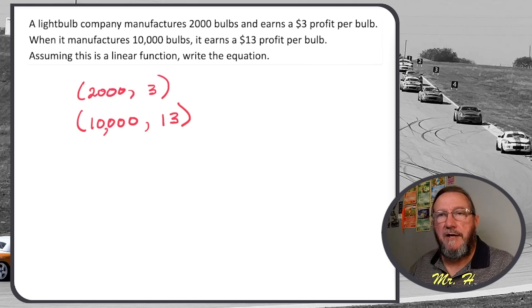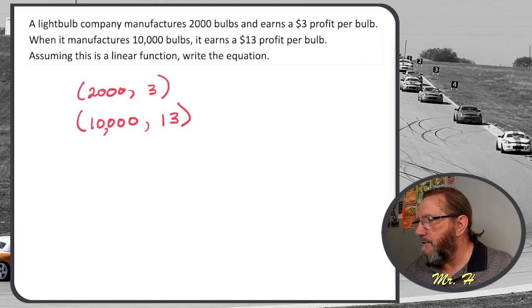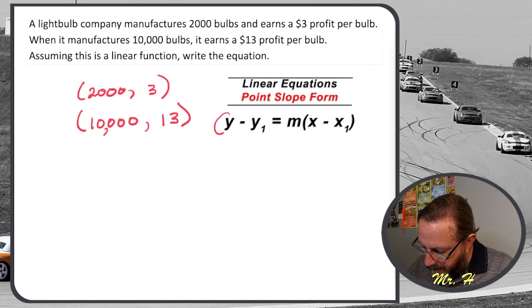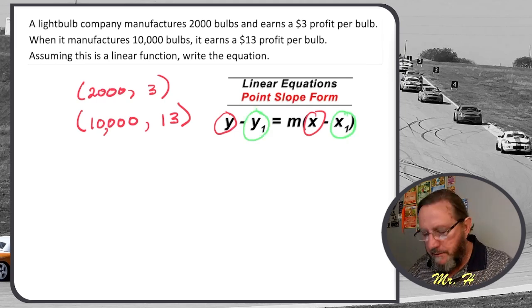We have 2 points of data. We don't know a slope. We don't know the y-intercept. So how are we going to get this equation? We're going to use the point slope form. So we're going to remind ourselves what that looks like, and then we'll go to work. I'm going to need a y value and an x value from one single point, and I'm going to need the slope. I don't have the slope as we previously stated, so how am I going to find that?